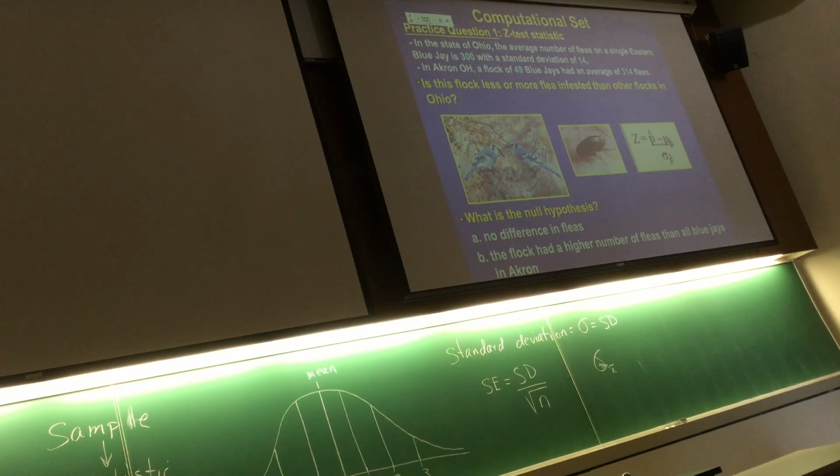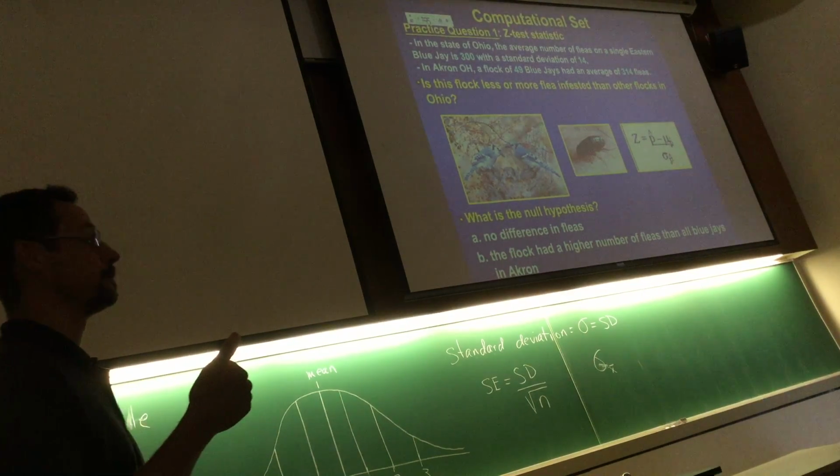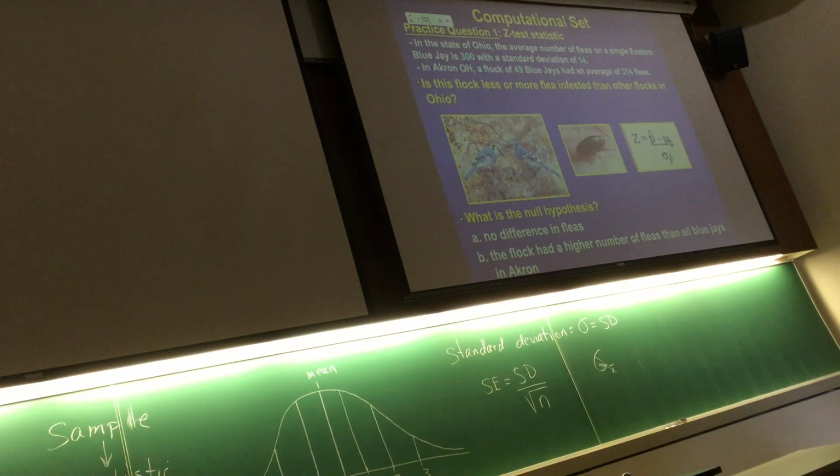Sorry, I heard just someone raise their hand. Yeah, fleas on a blue jay in the state of Ohio. Right, fleas on a blue jay in the state of Ohio. What is your sample? Fleas on a blue jay. Right, the Akron, Ohio sample of 49 is your sample population.